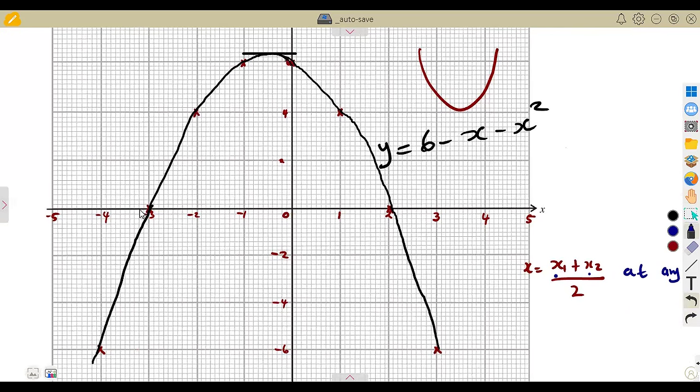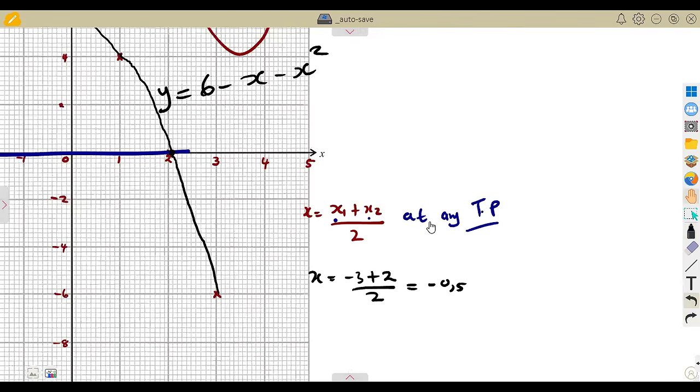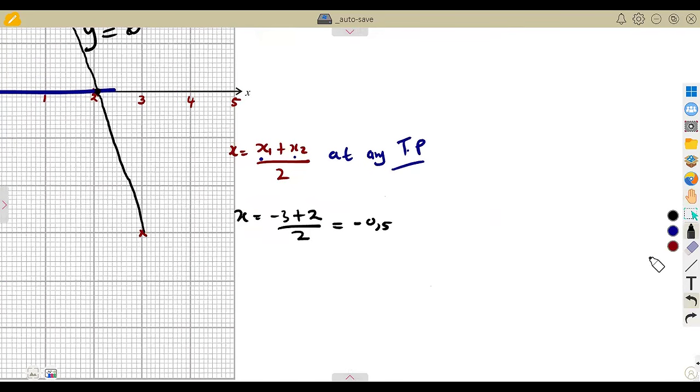So you just draw a horizontal line crossing the graph. If you take along this horizontal line, there is -3 and 2. So x is going to be -3 plus 2 over 2, meaning you are going to obtain -0.5 or -half. This is the x at the turning point. So I can substitute this now to obtain the maximum value of the function, because at the maximum value, our x is -0.5.